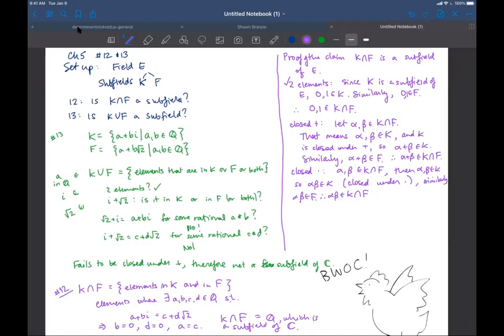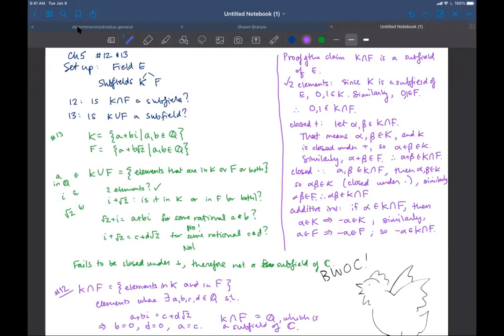And it's going to be really similar for the others. If I look at additive inverses, if I take alpha in the intersection, then alpha is in K, which implies negative alpha is in K because K is a subfield. Similarly, alpha is in F, which implies negative alpha is in F because F is a subfield, so it's closed under taking additive inverses. So negative alpha is in K intersect F. Cool, so I can do additive inverses.